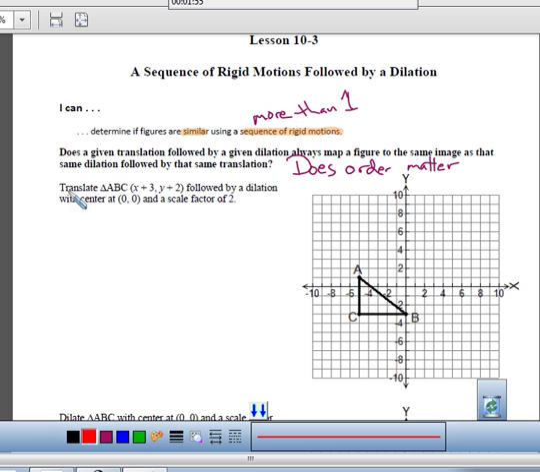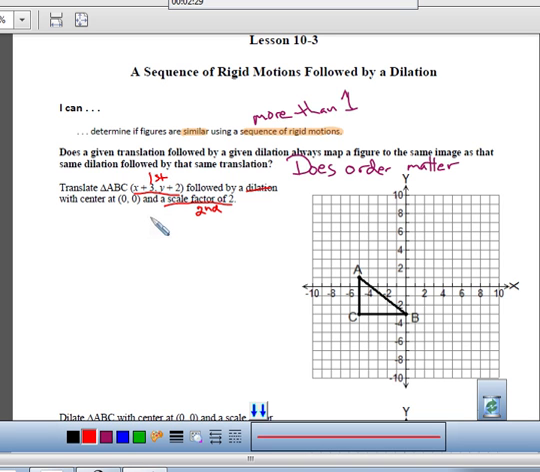Alright, so first we're going to translate triangle ABC using this rule, x plus 3 and y plus 2. That's the first one. And followed by a dilation with a center at 0, 0, which we always do, and a scale factor of 2. So that's the second transformation that's happening.